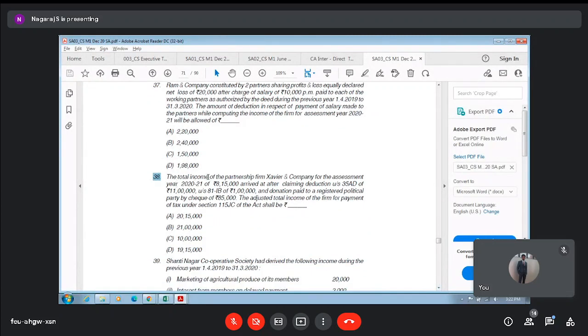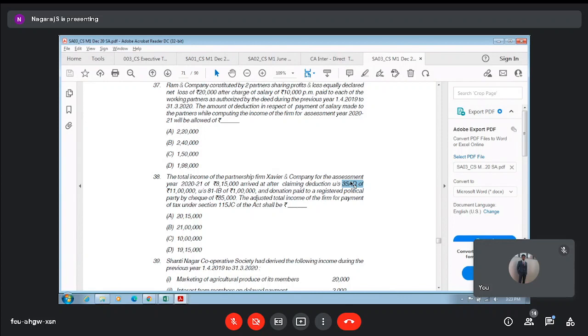See, the total income of the partnership firm, Xavier and Company, for the assessment year 2021. You make it as 21-22 or 22-23. 22-23 you make. Okay. Of rupees 8,15,000, arrived after they have claimed the deduction of 35AD. Will AMT come or not? It will come.